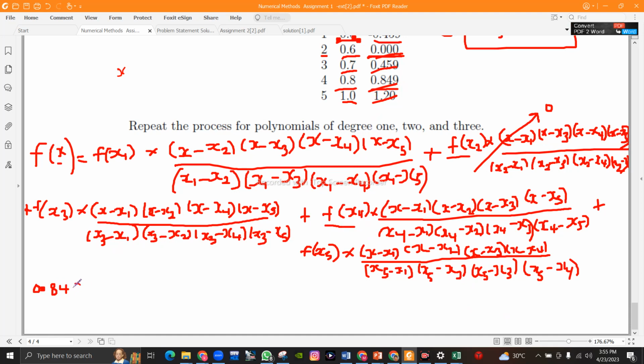0.849 times x minus x1. x1 is 0.5 and x is 0.9. 0.9 minus x1 is 0.5. Close bracket, then open bracket, x minus x2. That's 0.9 minus x2. What's our x2? That's 0.6. Bracket, x minus x3. x is 0.9 that we're given, minus x3. x3 is 0.7.